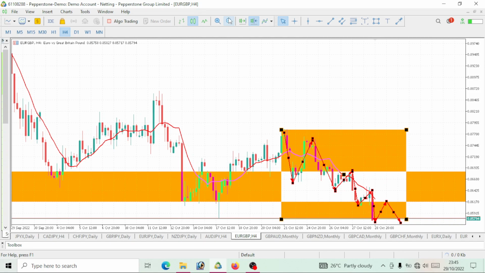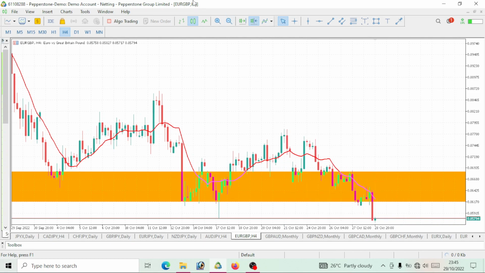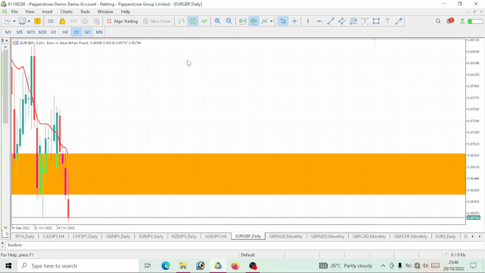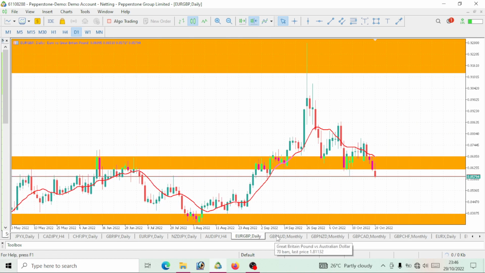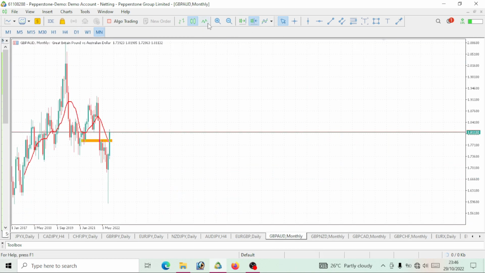And if you want to short it, then there's no problem. You can go ahead and short this price. So from our monthly time frame downward to our 4 hour time frame, Euro GBP is on a bearish move. So that would now take us to the next pair, which is our GBPAUD.